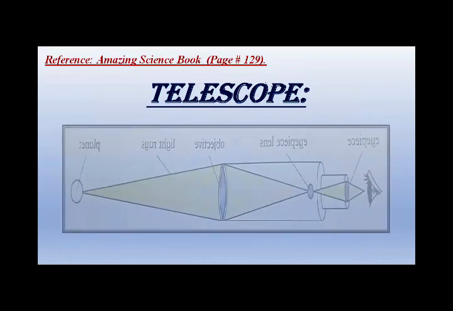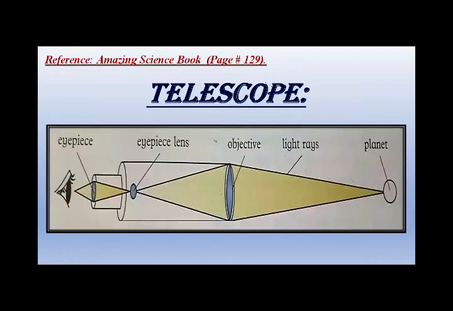Now we will move towards the last diagram, and the diagram is of the telescope. This diagram is also available in your Amazing Science book, on page number 129. On page number 129, you will check the diagram for the telescope.